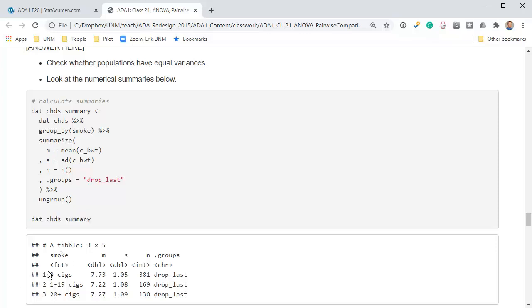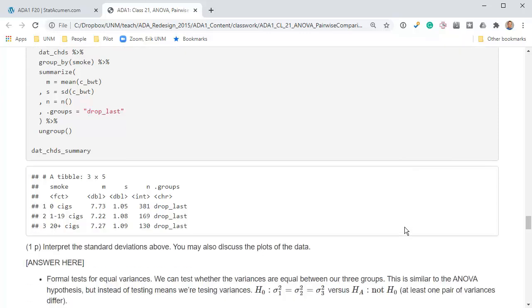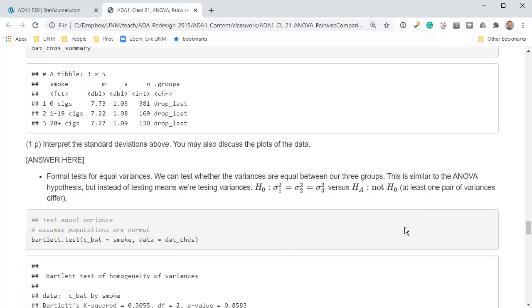And here's what we've got. We've got the table. These are our three smoking groups. The means, 7.7, 7.2, 7.2. Standard deviations, basically 1.0, all of them. Sample sizes, like I said, the sample size for the non-smoking group is quite a bit larger than the other two. But these standard deviations are basically all the same. So it looks like this assumption is going to be met as well. So go ahead and basically write that interpretation here.